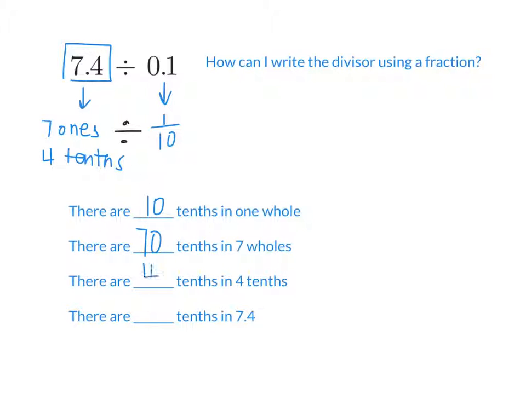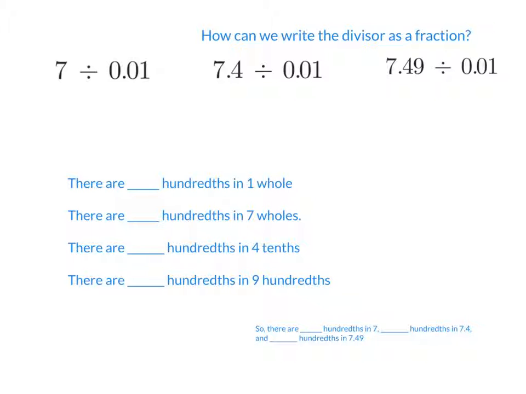4. So if we know that there's 70 tenths in 7 ones and 4 tenths in 4 tenths, sounds so funny, but it's true, right? How many tenths are there in 7.4? 74. So therefore there are 74 tenths in 7.4. So let me ask you a question. What's 7.4 divided by 0.1? 74. Equals 74.